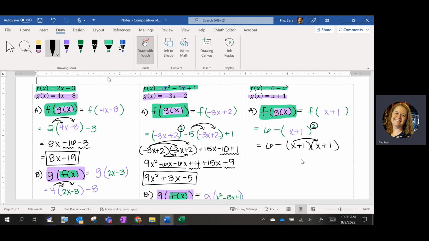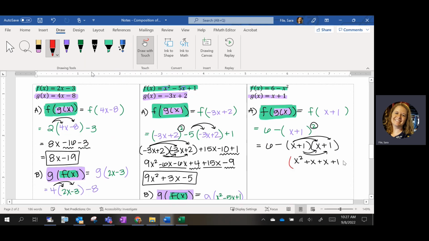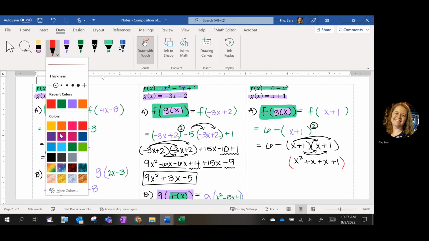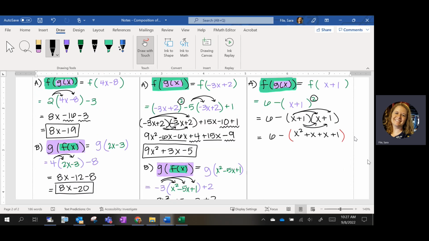So x times x is x squared. x times 1 is just x. 1 times x, again, just x. And then 1 times 1 is 1. Now, here's where you need to make sure you are careful, because that negative was outside the parentheses. All of this is being subtracted. All of that together is subtracted from the 6. So that means now I need to distribute that negative, and all of the signs are going to change.